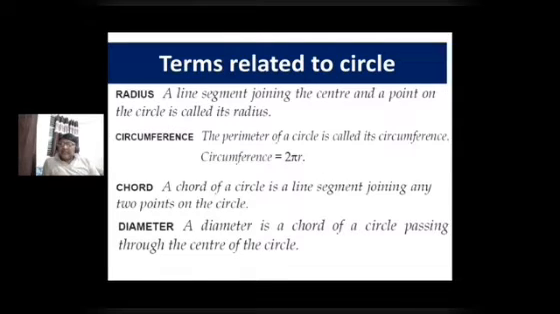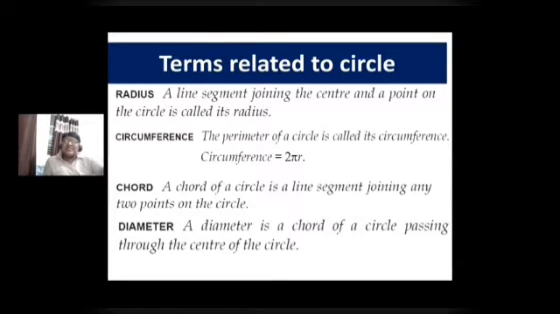Chord. What is a chord? A chord of a circle is a line segment which joins any 2 points on the circle. And diameter. Diameter is also a chord. Diameter is in fact the biggest chord. So diameter is a chord of the circle passing through the center of the circle, or we can say diameter is the biggest chord.